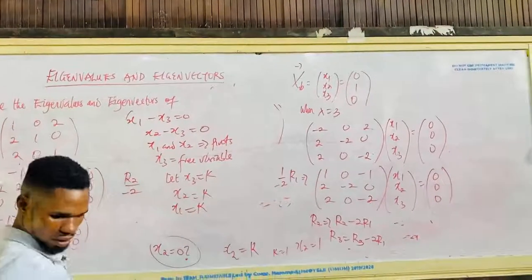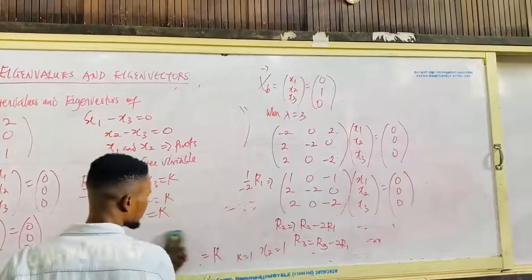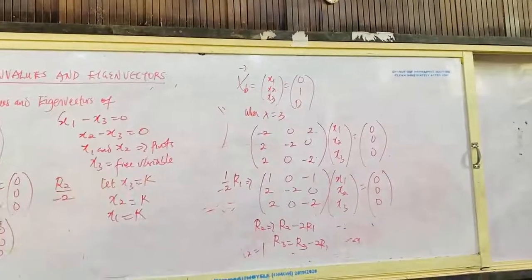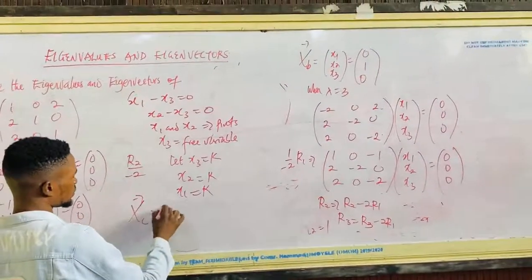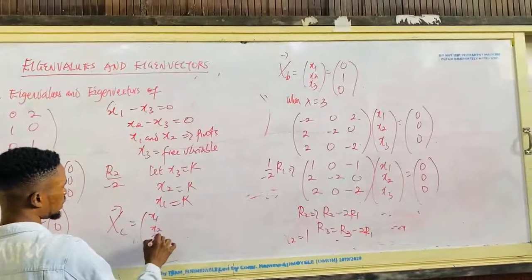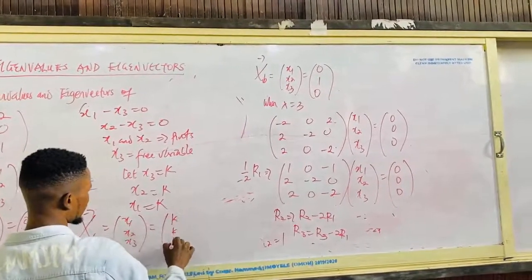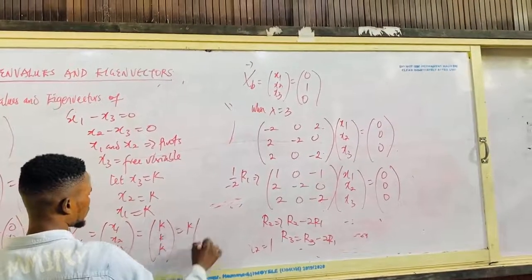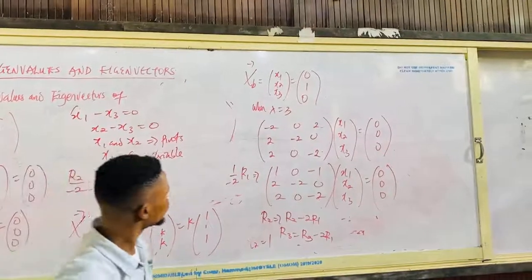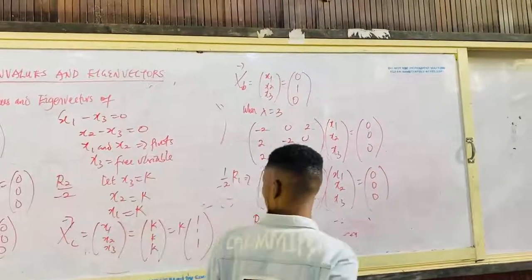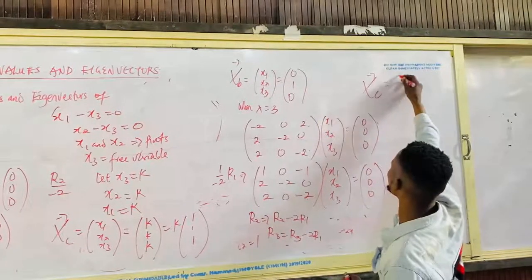So the corresponding eigenvector of lambda equal to 3, the last one, is x1, x2, x3. That's k, bring k outside, that's 1, 1, 1. So when we take the value of k to be 1, that means the eigenvector is 1, 1, 1.